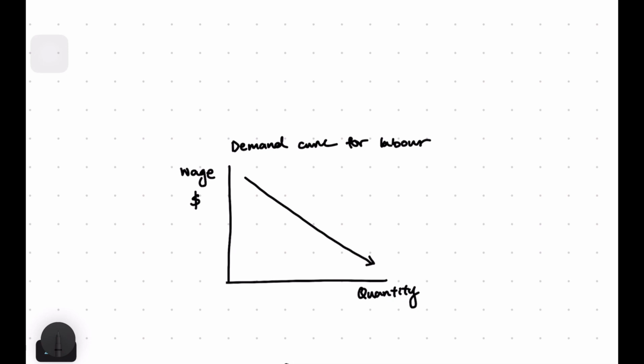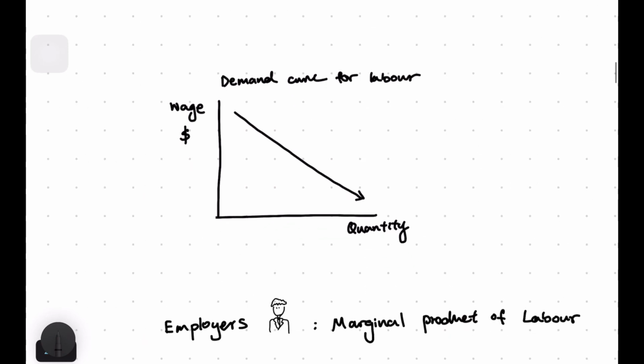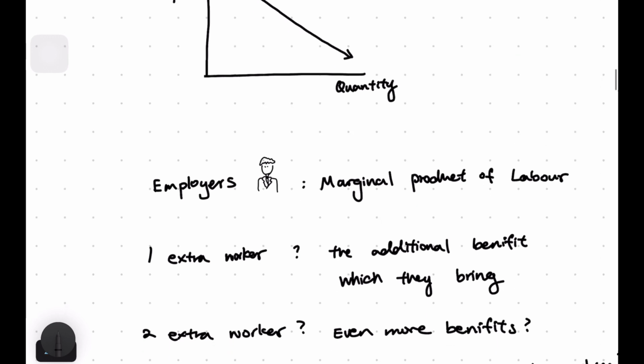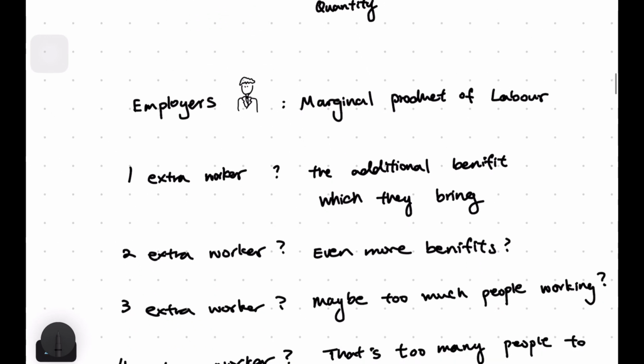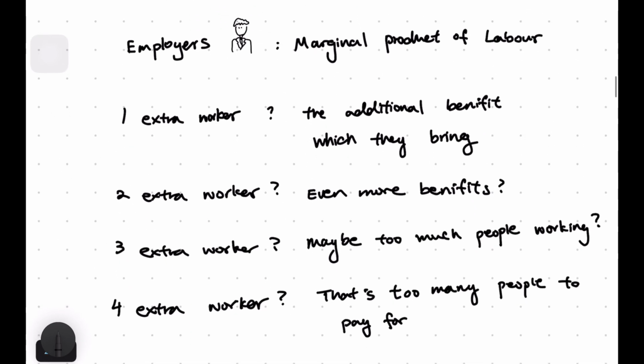From an employer's perspective, the marginal product of labor is a measure of the additional output that results from hiring an additional unit of labor, while holding other inputs constant. In other words, it represents the change in total output that occurs when one additional worker is hired, assuming that all other factors of production, such as capital and technology, remain constant.